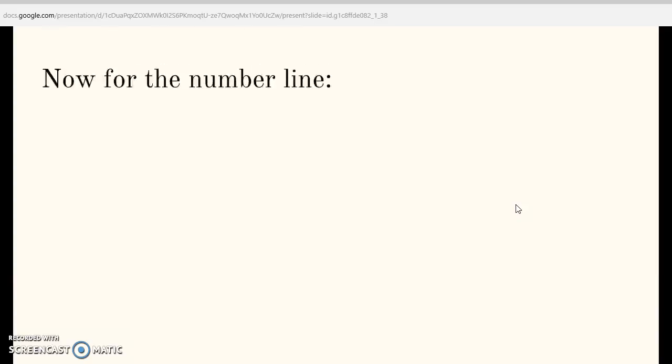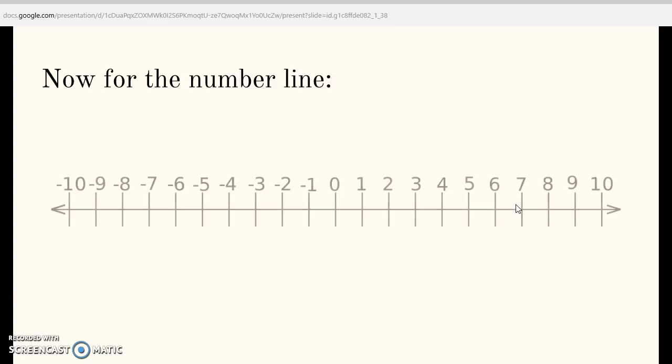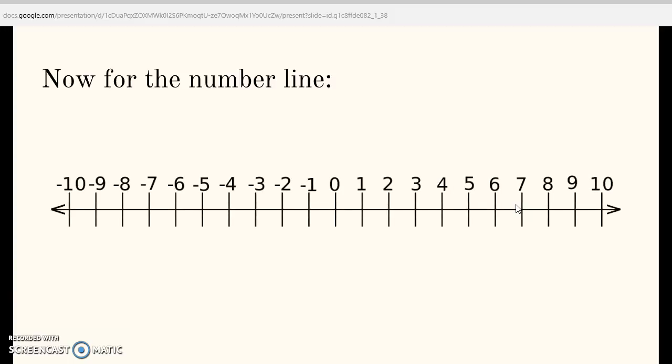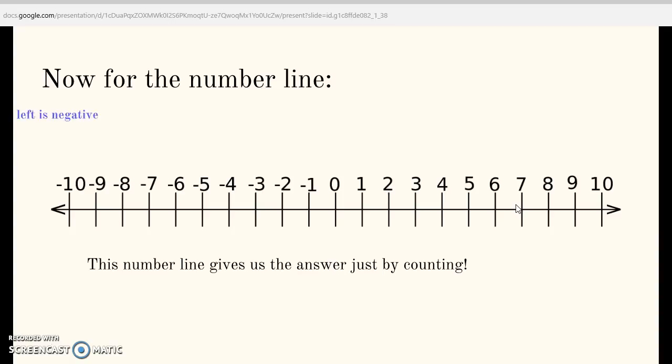So we're going to go over one more thing. It's the number line. I'm only going to touch this quickly, and then we'll do more of it in class tomorrow. So here's our number line. Notice it goes 0 to 10 to the right, which is positive, 0 to -10 to the left, which is negative. This number line gives us the answer just by counting. This is a lot easier for those of you that don't understand the rules fully. So anything from 0 to the left is negative.